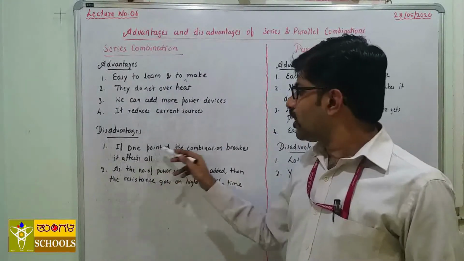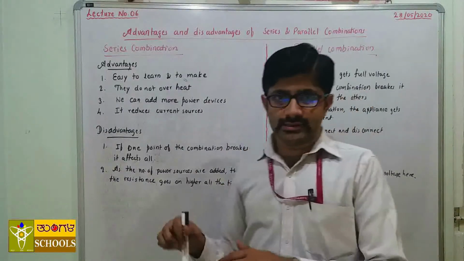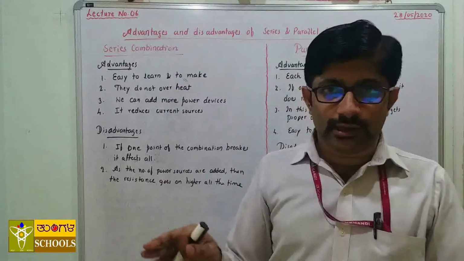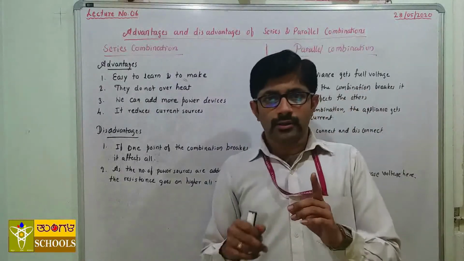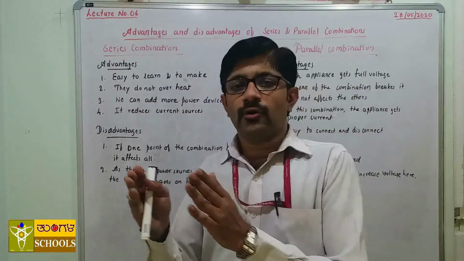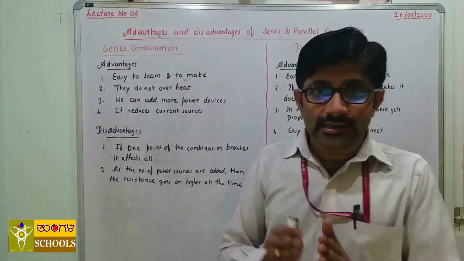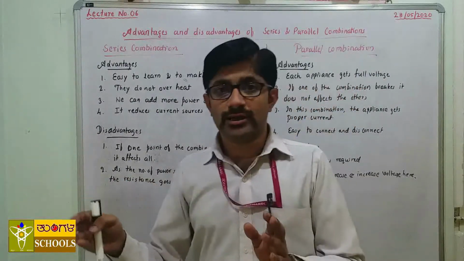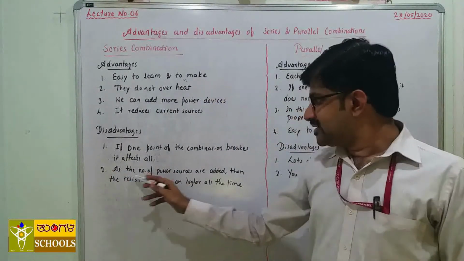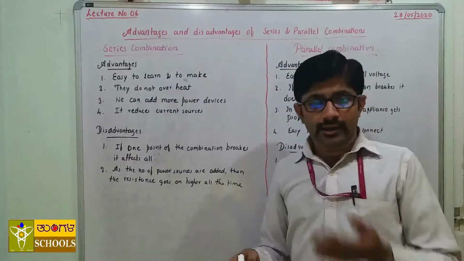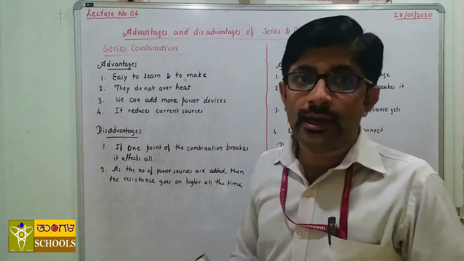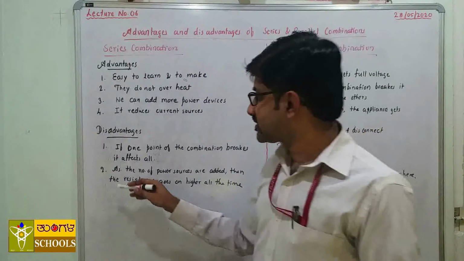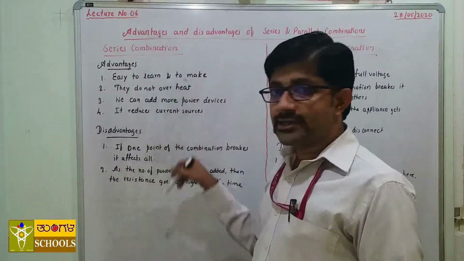Disadvantages: if one of the components breaks, in this case it breaks everything. Say there are 5 voltage sources connected in series. If one is having a problem, then it affects the remaining 4. Also, if you add so many power sources, there is a higher probability of getting a higher amount of resistance. So these are all the disadvantages of series combination.